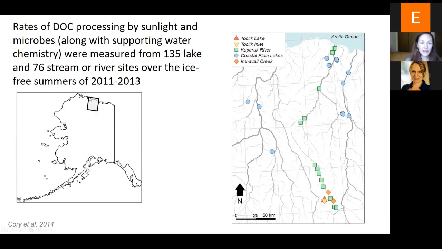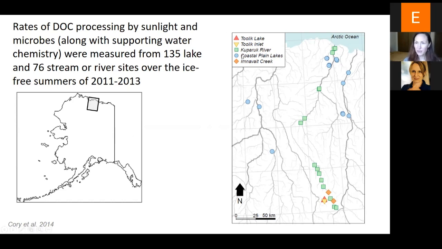This black box shows you on the map where all of our samples came from. Again, this is above the Arctic Circle. It's in the north slope of Alaska, which is what you see when you zoom in here. That's the black box zoomed in. We didn't sample 135 different lakes. Rather, we sampled about 20 to 30 lakes many times over these 3 summers.